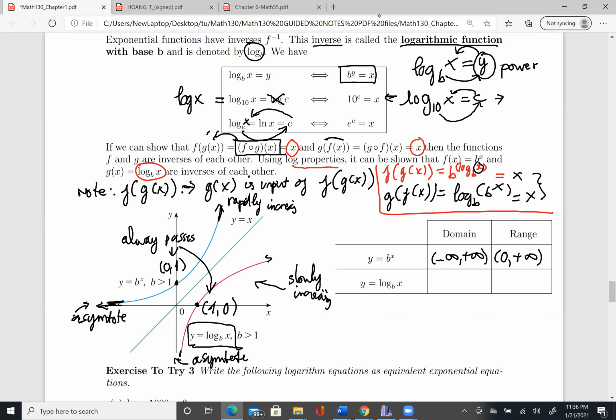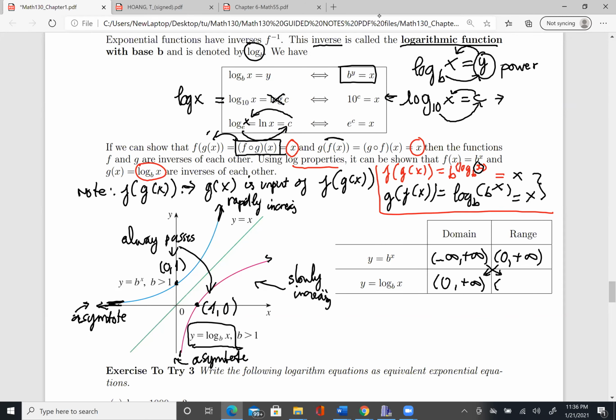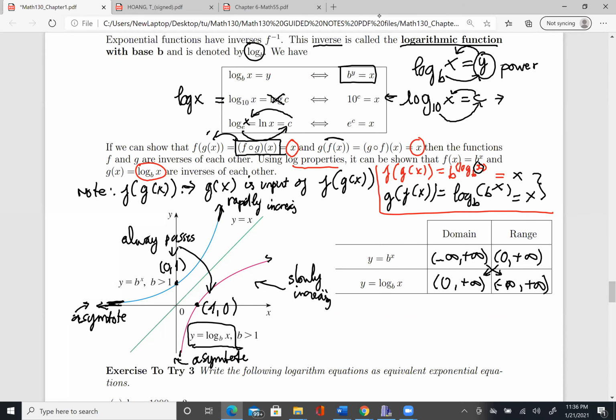Now, what about the logarithmic function? It is like the inverse of it, so you can just derive that the range of the exponential function will be the domain of the log function. So the domain of the log function is from 0 to positive infinity, and the range of it is from negative infinity to positive infinity.